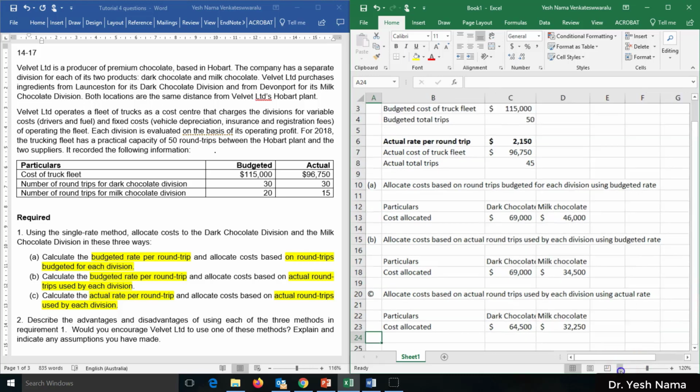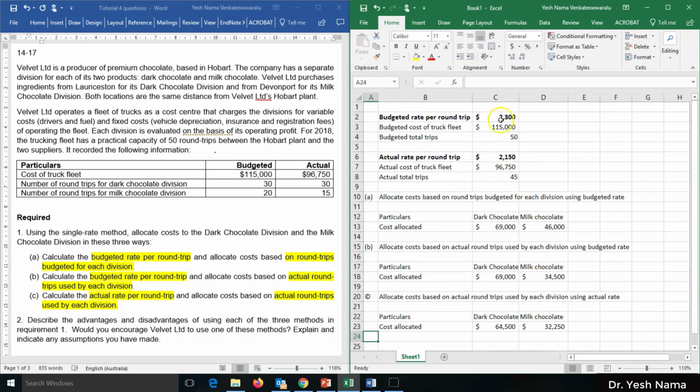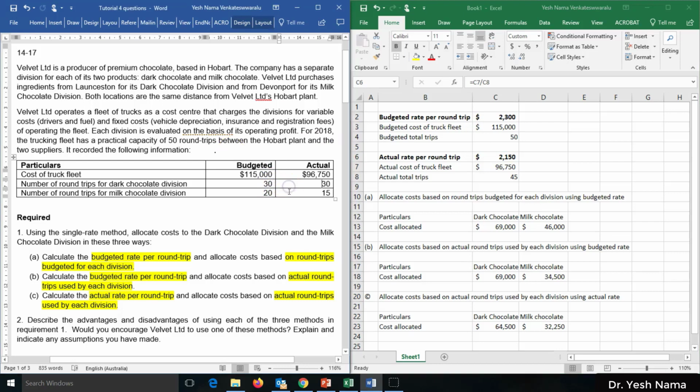So just to summarize, we need first to calculate the budgeted rate per round trip and the actual rate per round trip. And then based on the budgeted number of trips or actual number of trips and the respective rate, either the budgeted rate or actual rate, we will allocate cost.